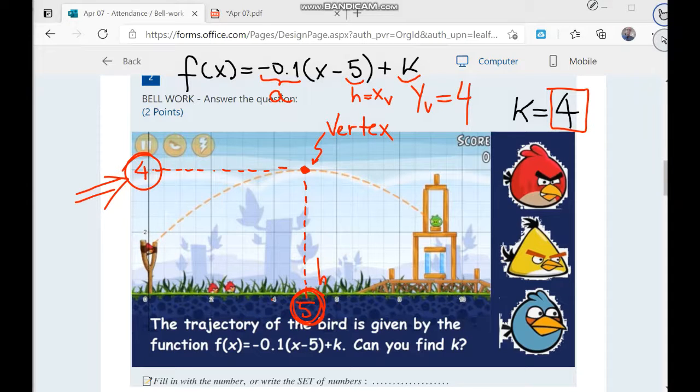So write the number 4 in the answer box. This is the right answer, and you have to understand that k is the y-coordinate of the vertex. If you find the coordinates of the vertex, you can find k, and in this case we already have h, we just need to find k. k equals 4.